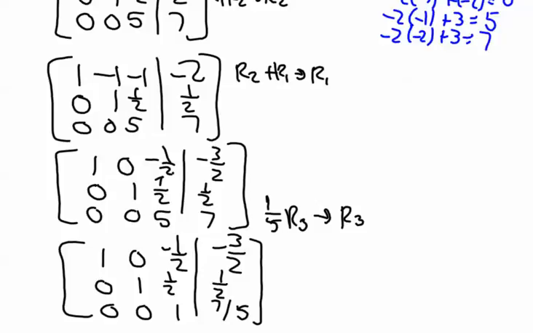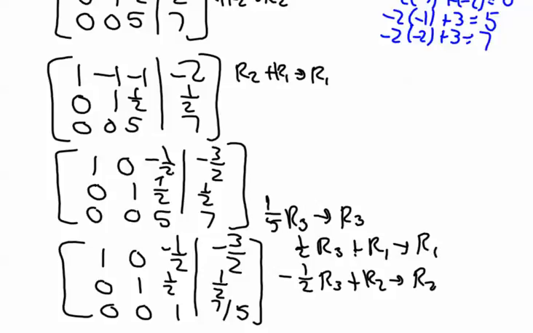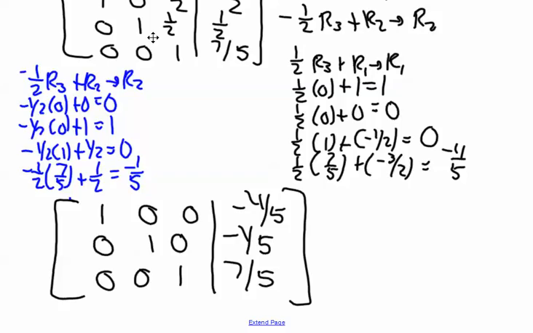Okay, so now we've got 2 more things we need to do. This 1/2 and this negative 1/2 have to be a 0. So again, you're going to use row 3. I'm going to take negative 1/2 R3 and add it to R2 to give me my new R2. And I'm going to take 1/2 row 3 and add it to row 1 to give me the new R1. So doing the row operations, we end up getting this new matrix. So now this is finally in RREF.